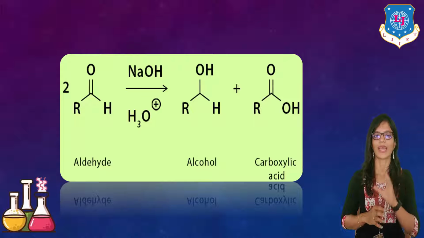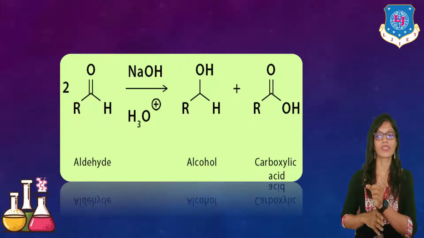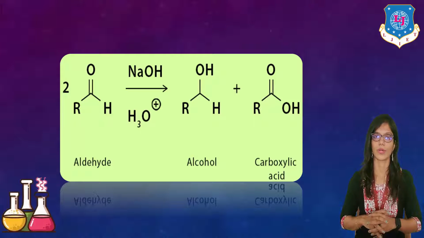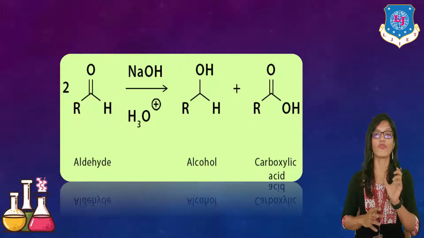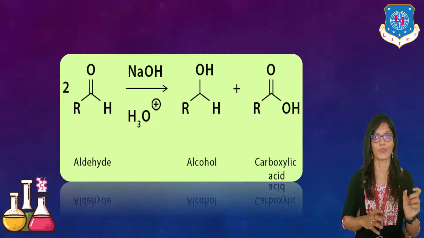Now what will happen? The first compound that we get contains an alcohol, as you can see, RCH2OH, that compound will be formed, plus a carboxylic acid, R, C double bond O and OH. So one is an OH containing compound, and the other is a carboxylic acid containing compound. Both of them are formed from the aldehydic group.